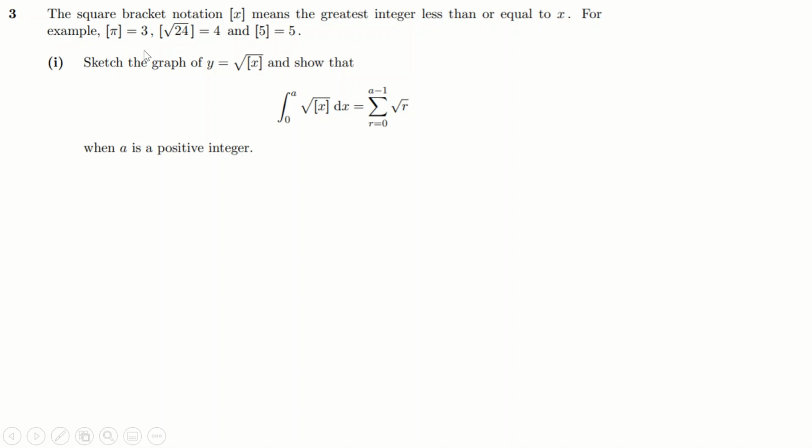Basically, it just rounds the number down if the number is some kind of decimal between two numbers. So 3.14 rounds down to 3. 5.8, whatever this is, rounds down to 4. 5 just stays the same as 5. So it just rounds it down.